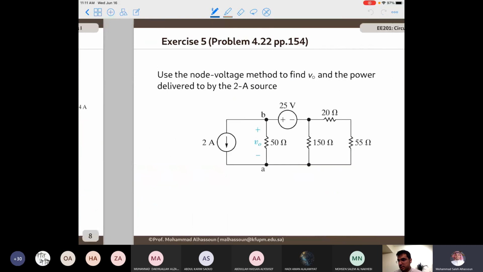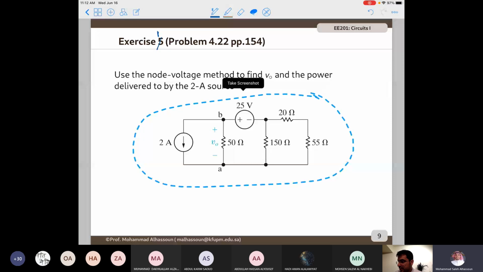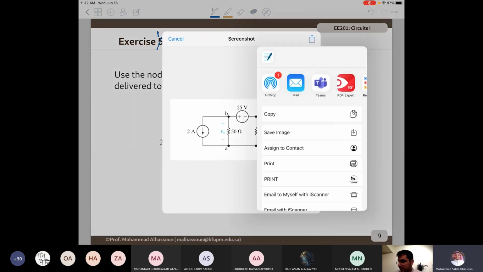Okay, let's do an exercise here. We need to use the node voltage method to find V naught and the power delivered by the 2 ampere source. So we have this circuit. This one should be exercise 1. We want to find V naught and the power delivered by the current source.